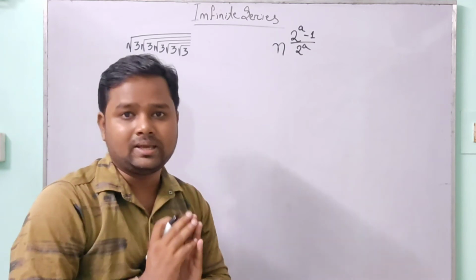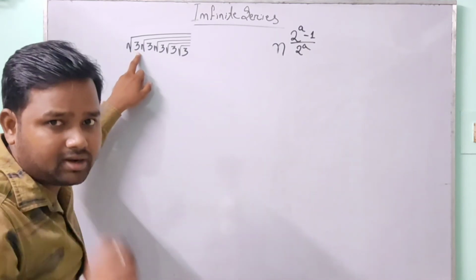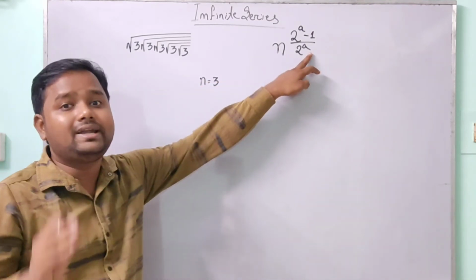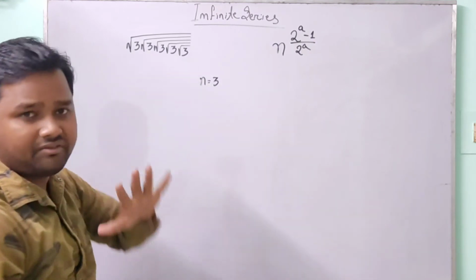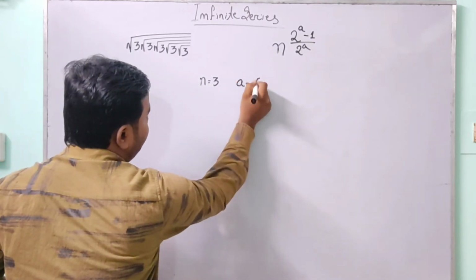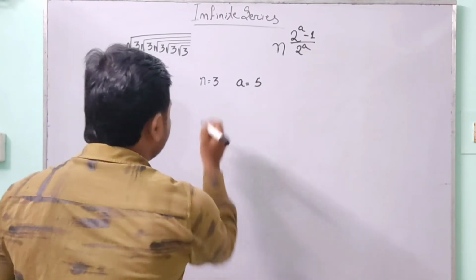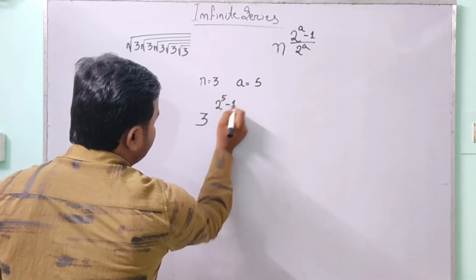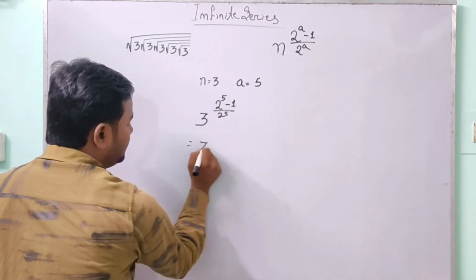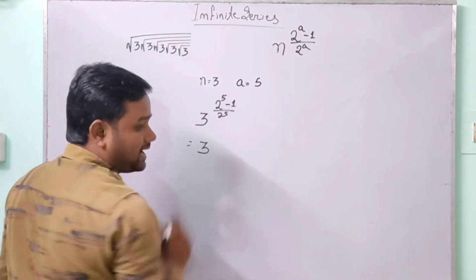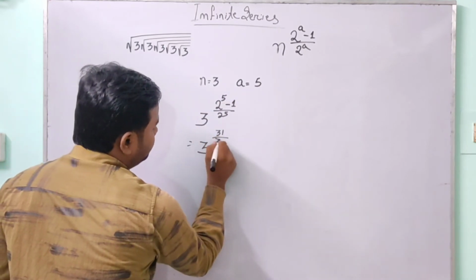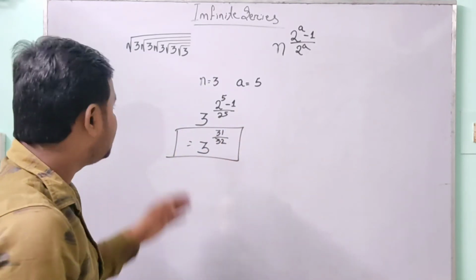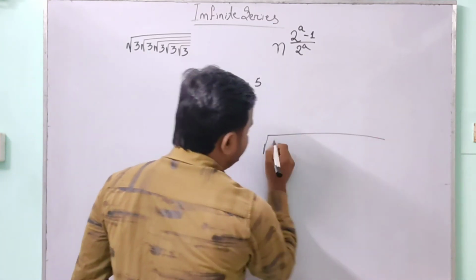What is n and what is a? n means the number. Here the number is 3. So n is equal to 3 here, and a means how many times the number is given. The number is given here 5 times. So a is equal to 5. So what will be the answer? The answer will be 3 to the power of 2 to the power of 5, minus 1, divided by 2 to the power 5. That means 3 to the power of 2 to the power 5 is 32, minus 1 is equal to 31, divided by 32. This is the answer.